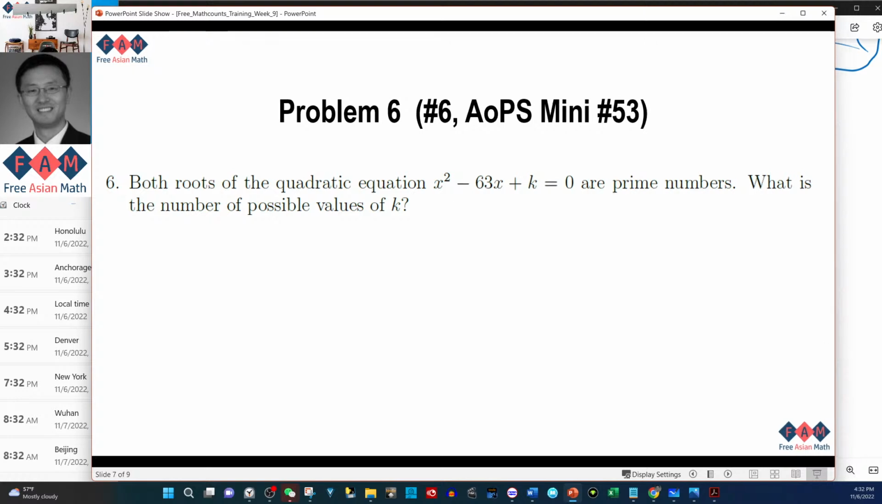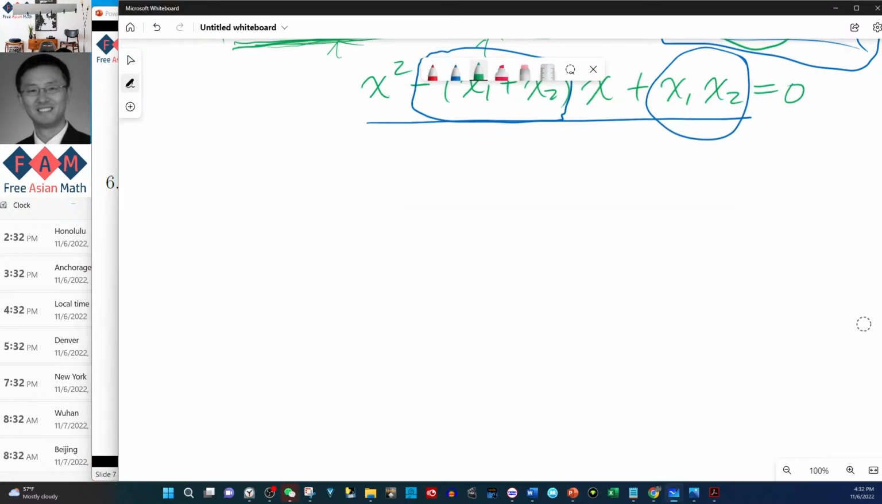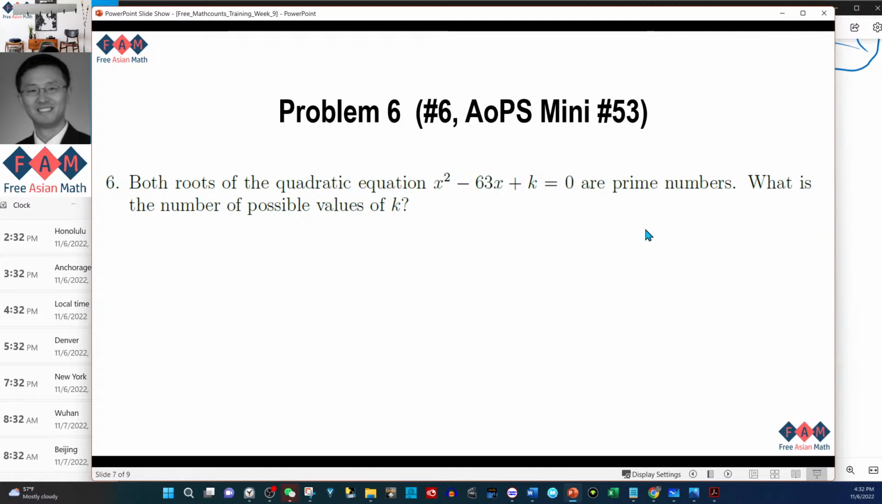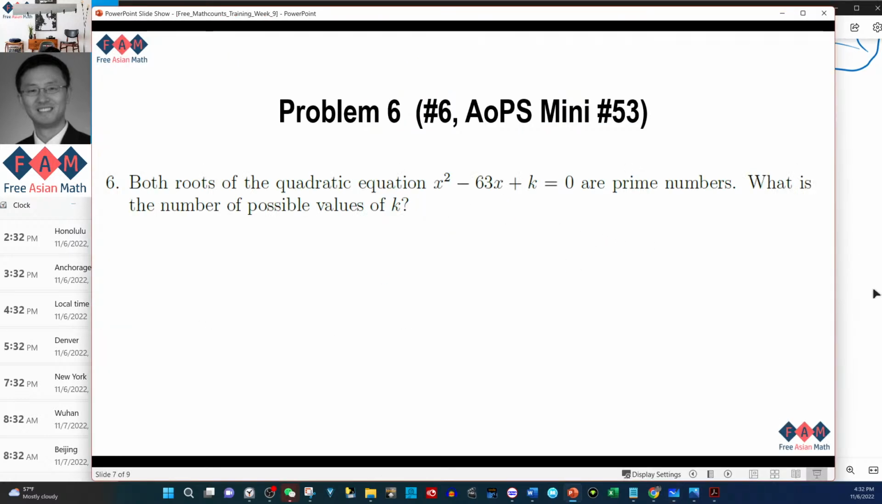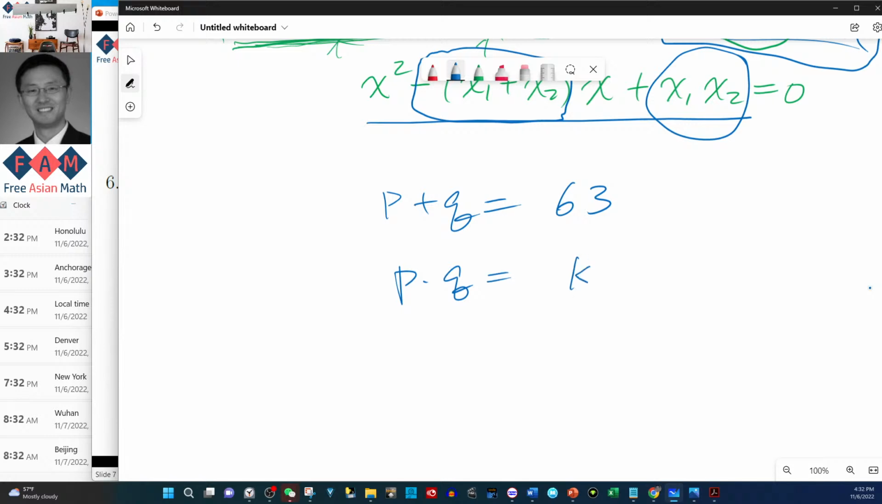So what does that mean? Let's say two roots, x1 and x2, or just make it better, p and q, the two roots. By the Vieta formula, what is p plus q? Let me use blue. P plus q, the sum of the two, according to this formula, is negative negative 63 over 1, so that gives us positive 63. And p times q must be this unknown k. So we don't need to solve for p and q, but we do know p and q must meet those two identity equations. And there are some other constraints on p and q, right? Both p and q are prime.